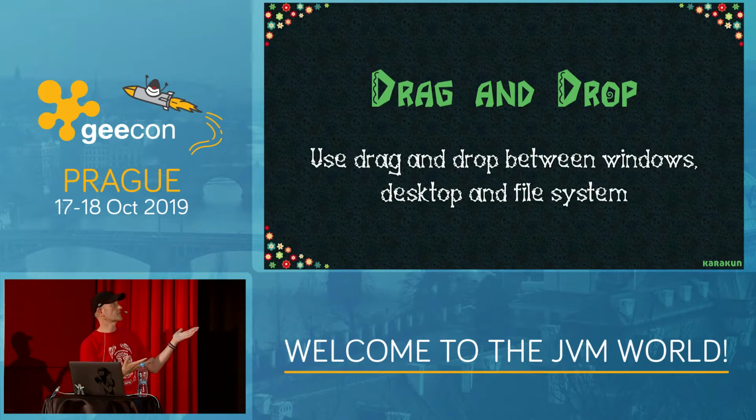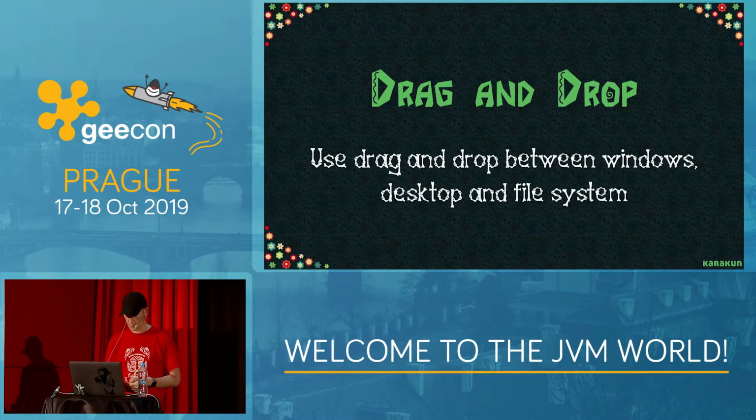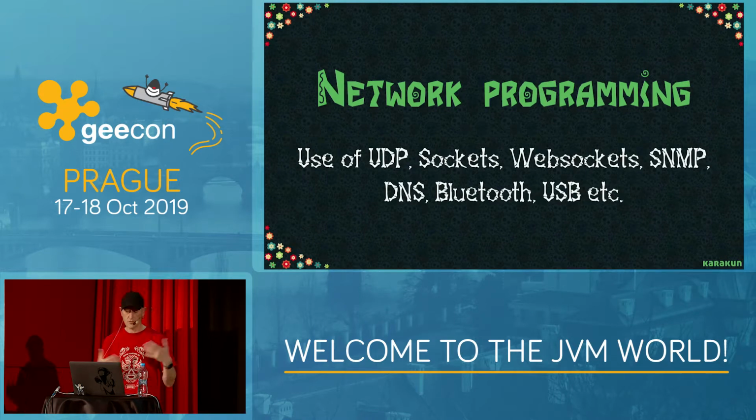We have drag and drop between windows, desktop, and file system. You can just drag stuff around. That's no problem. Within an app, from the app to the desktop, from the desktop to the app, all these things work. And of course, network programming: Java supports all the protocols. Java 11 comes with an HTTP client, so you don't need Apache or anything else anymore. You can just use plain Java to do that, which is nice.